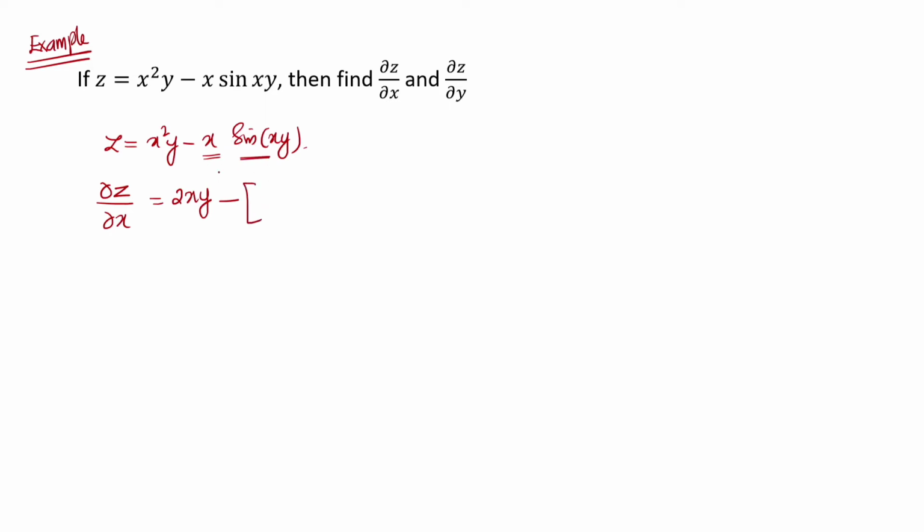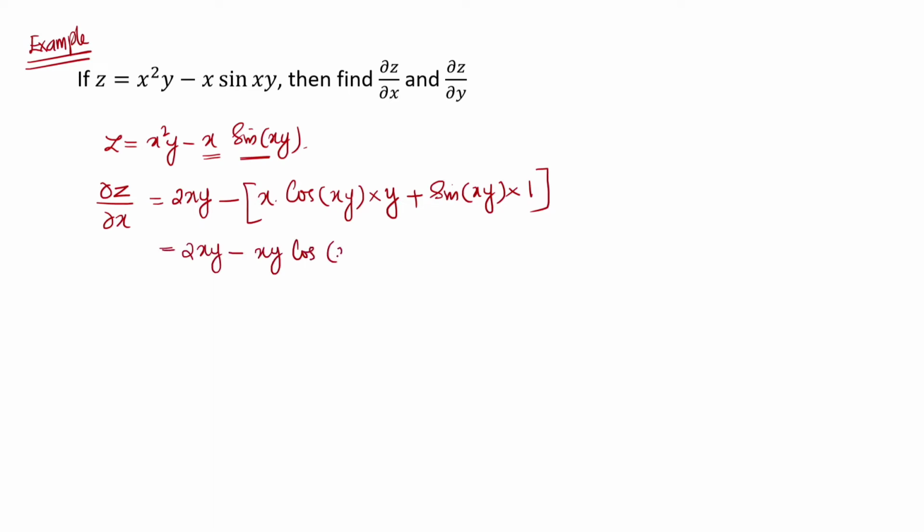Minus first function x into derivative of this one. Derivative of sine is cos of xy into derivative of xy with respect to x, which is y. Plus we have the second function sine of xy into derivative of the first function x, with respect to x it is 1. Now we have this derivative as 2xy minus xy cos xy minus sin xy, isn't it? This is the first order derivative, dou z by dou x.